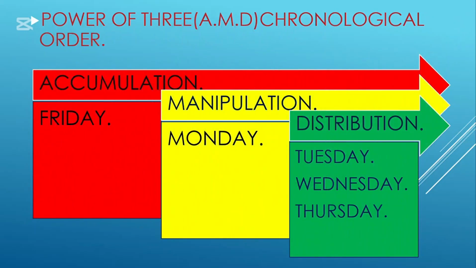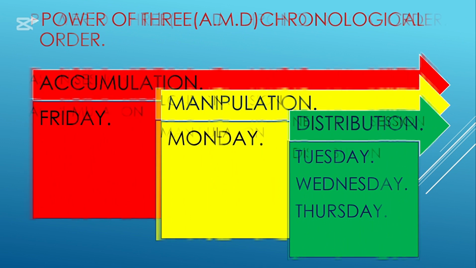Power of 3 AMD chronological order. On Fridays we have the accumulation phase. On Mondays we have the manipulation phase. On Tuesdays, Wednesdays and Thursdays we have the distribution phase. Therefore, we do not trade on Fridays and Mondays as these are the accumulation and manipulation phase of the market.